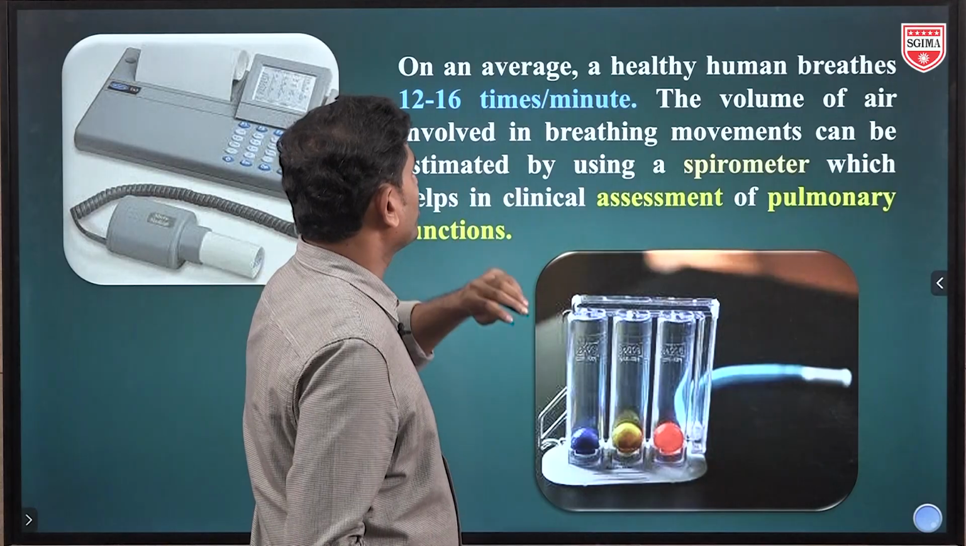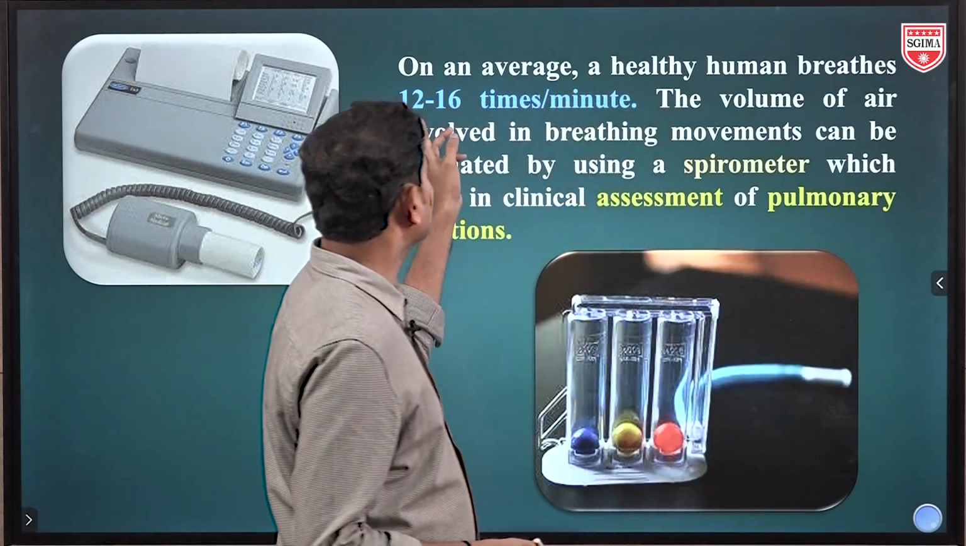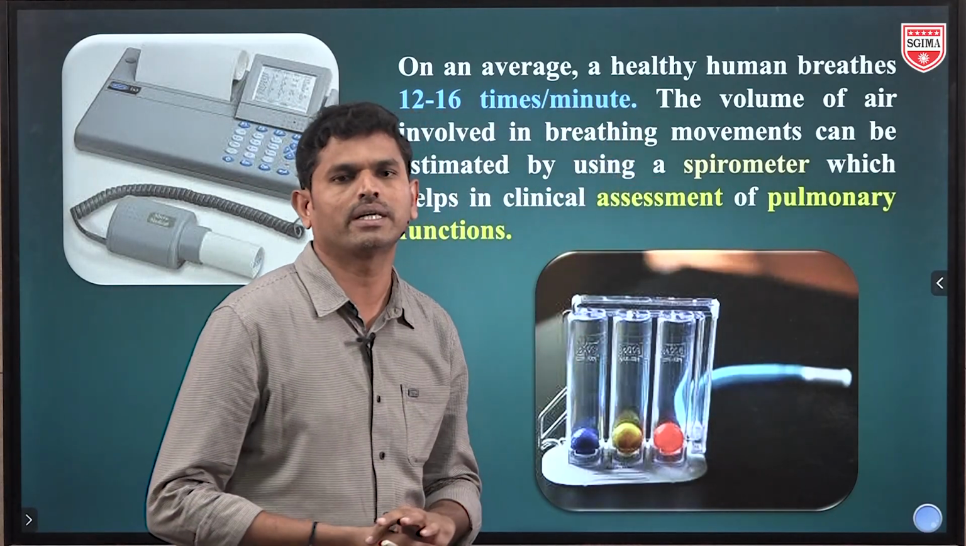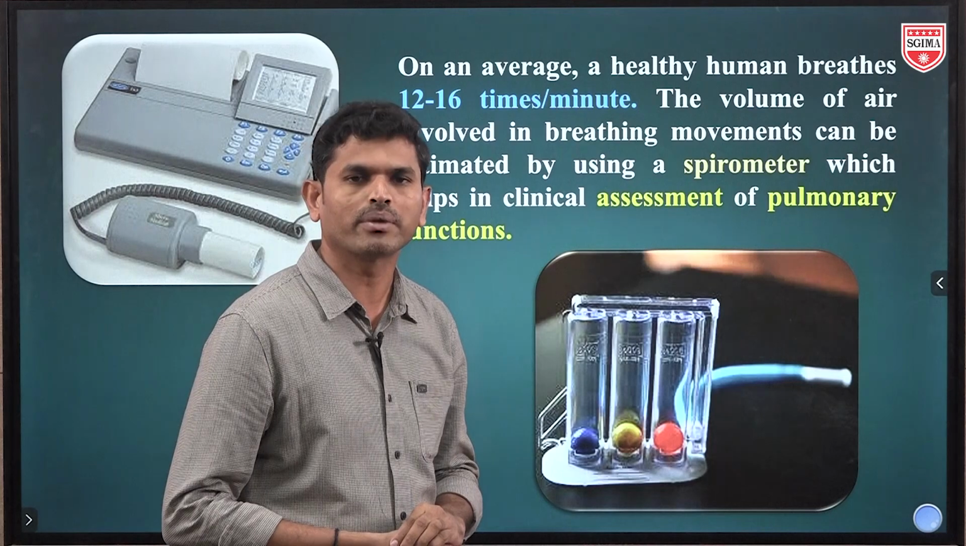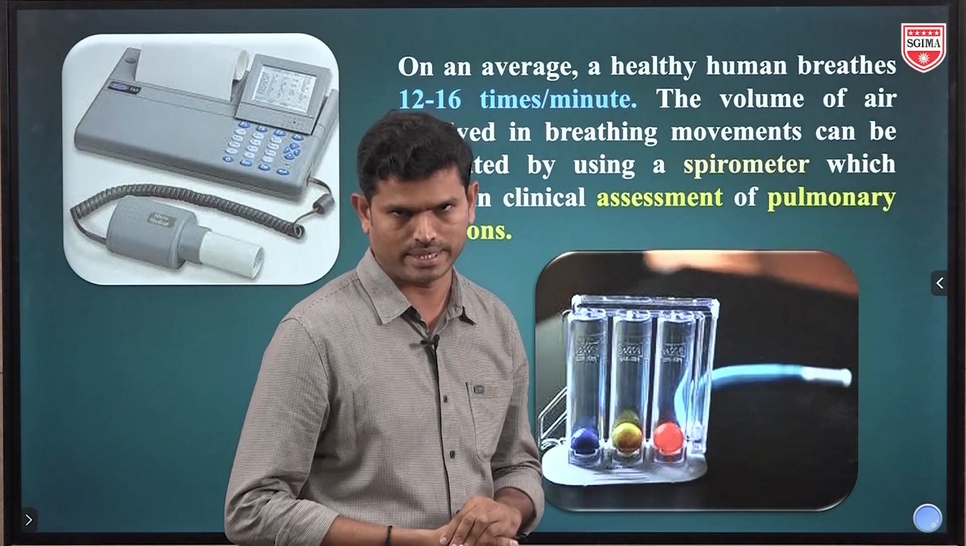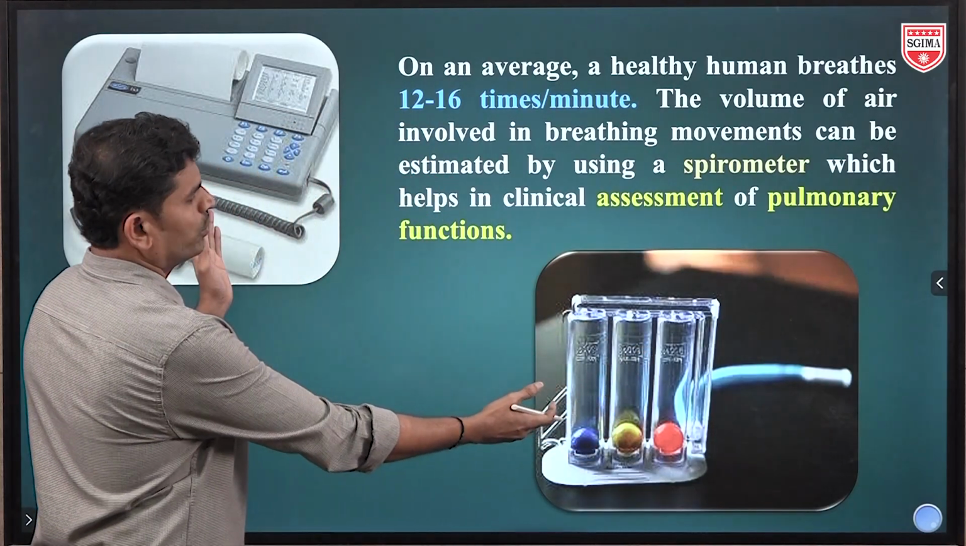On an average, a healthy human breathes 12 to 16 times per minute. So, per minute, a healthy human being can breathe how many times? 12 to 16 times here. And here, one apparatus.